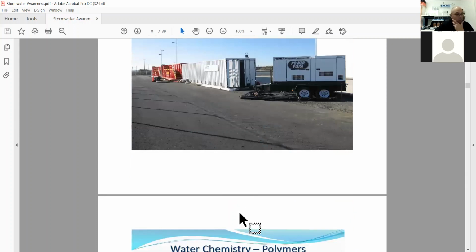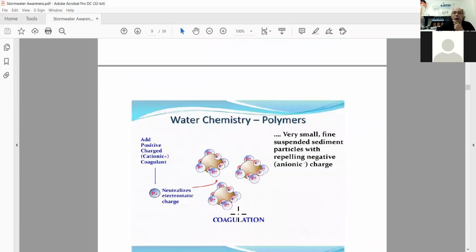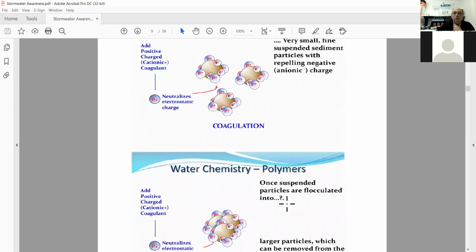So now back to using chemicals, sedimentation, and filtration to correct turbidity in runoff. Turbidity is removed using cationic polymers and flocculants. So we add a positive charge cationic coagulant, which neutralizes the electrostatic negative charge, and these very fine suspended sediment particles become pin floc. And this is the coagulation step. Now next comes flocculation. The chemicals bind with anionic suspended solids, causing them to combine into larger masses that will gravity settle out of solution.